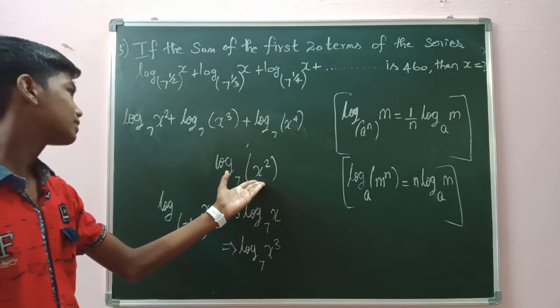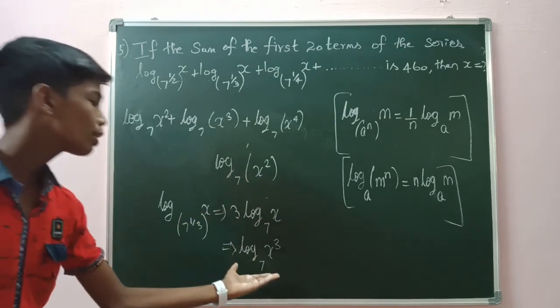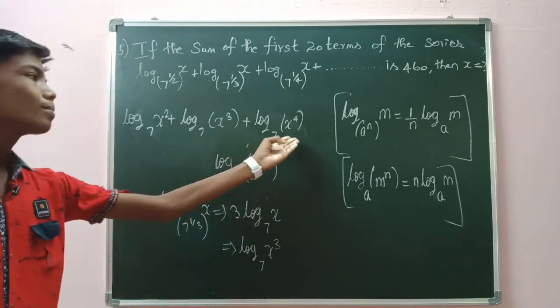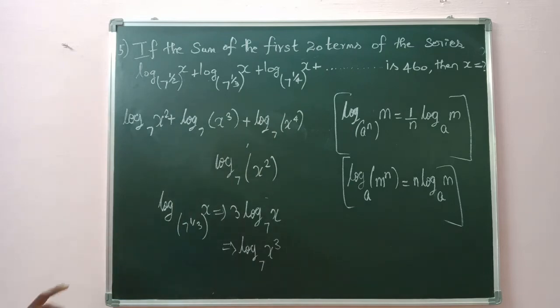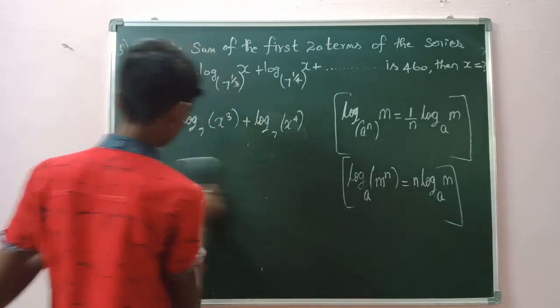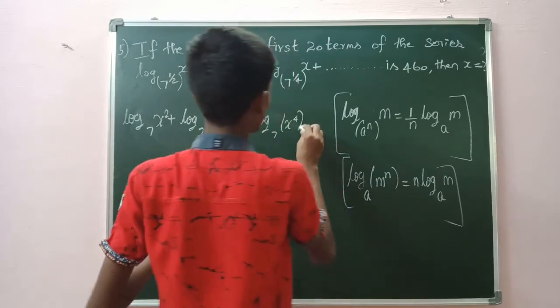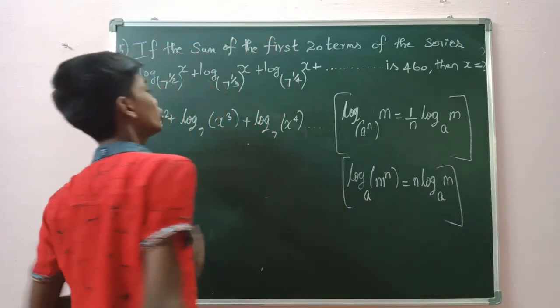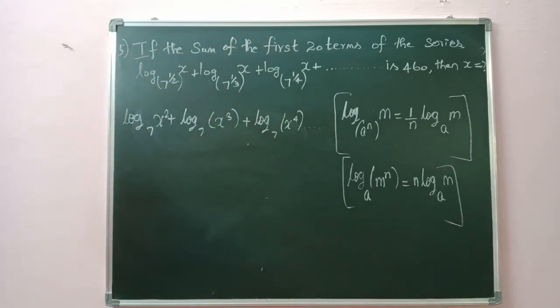Second term you are having x, first term you are having x square, second term you are having x power 3, then of course your third term must be x power 4. I am observing the pattern only. So like that it will be going up to 20 terms. So now it's a very easy question.